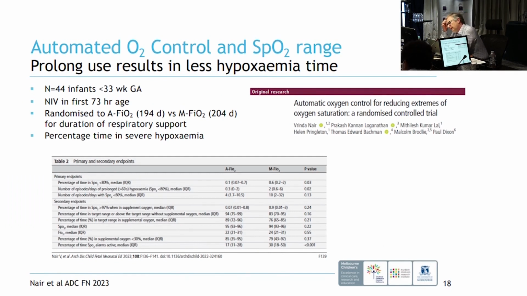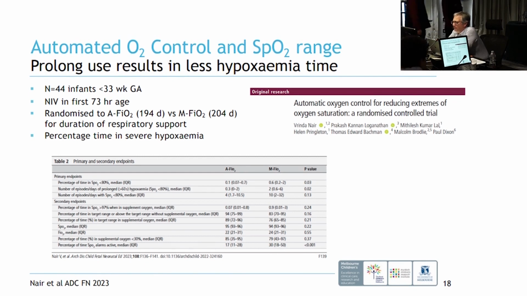We've recently seen this small randomised controlled trial, which was published not long ago, and I think this was out of Oxford. They randomised a small number of babies, who were on non-invasive ventilation for the first few days of life, to automated FiO2 or manual FiO2 for the remainder of their time on respiratory support in the NICU. So you can see that it was 200 days. Some of these babies were in ICU for a long time.